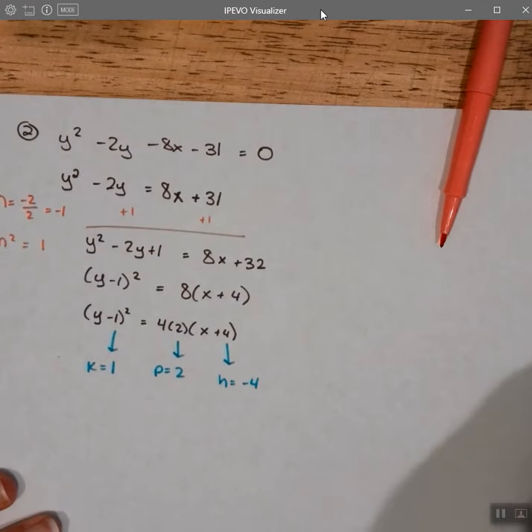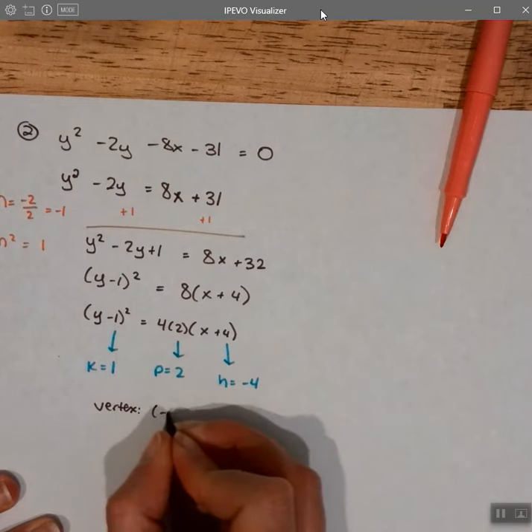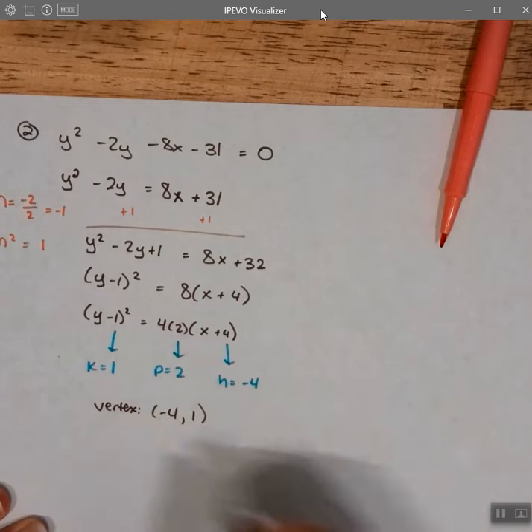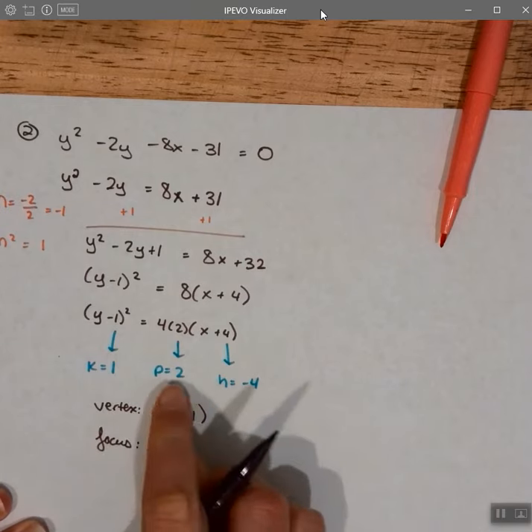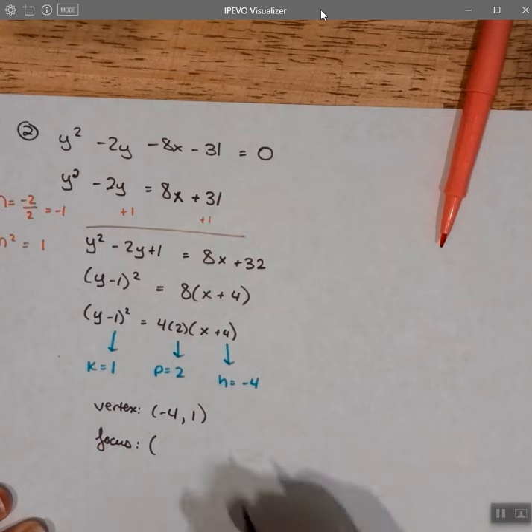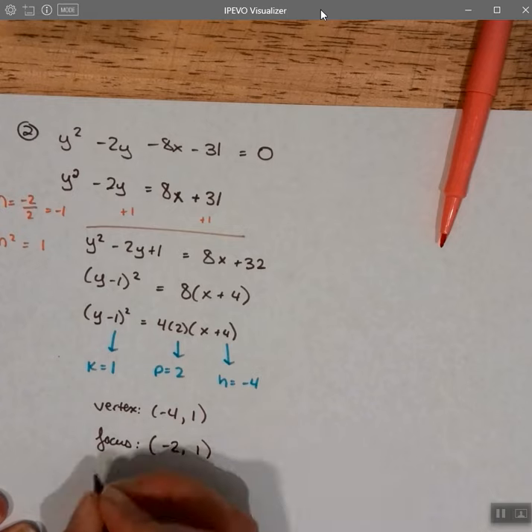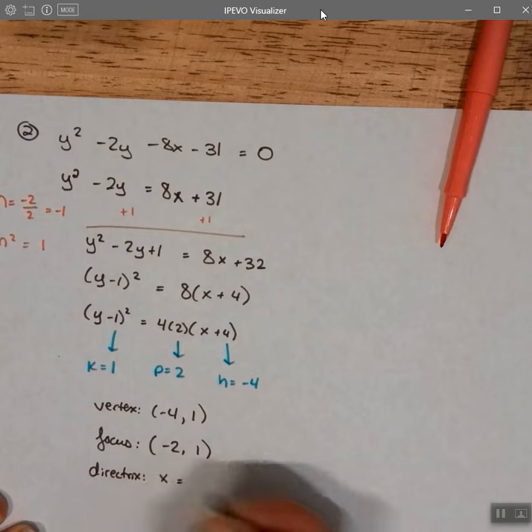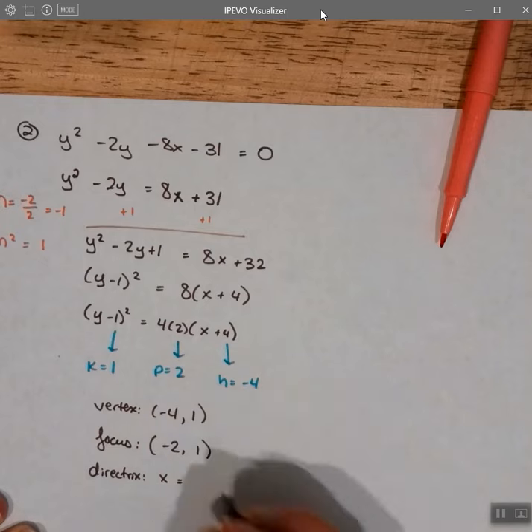Okay, so that means that our vertex, the x coordinate is -4, the y coordinate is 1. Then our focus, okay, we're going to add our p value to our x coordinate. So our p value added to our x coordinate gives us -4 plus 2 is -2, comma the k value of 1. And our directrix, so this is an x equals line, and we're going to subtract from the x coordinate our p value, so -4 minus 2 is negative 6.